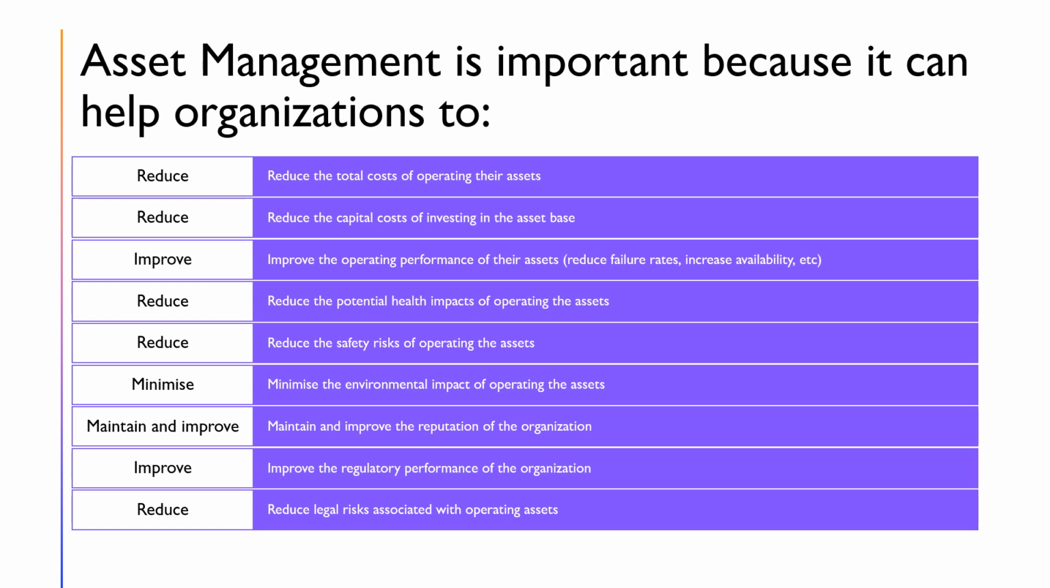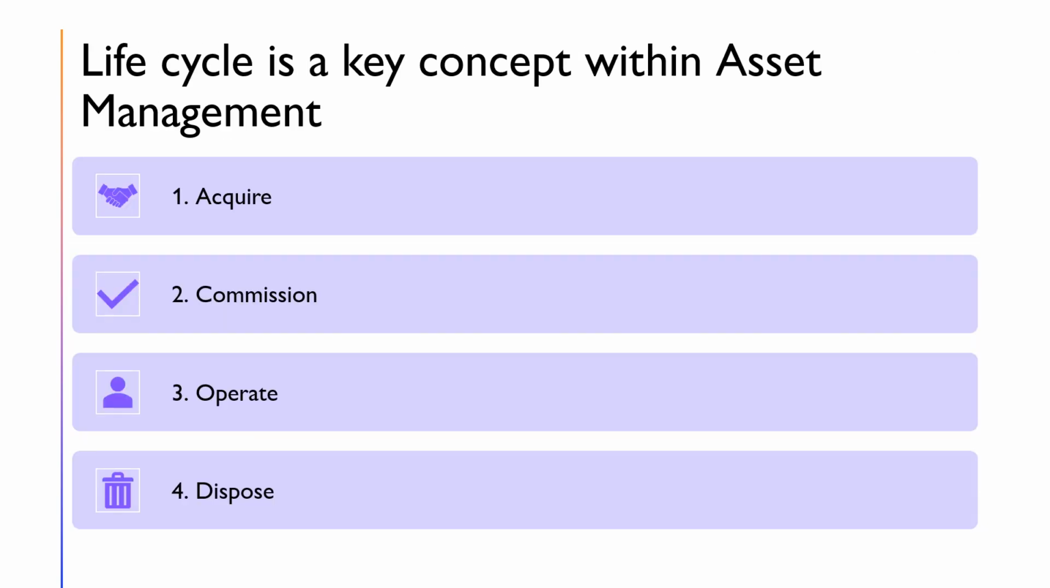The key to good asset management is that it optimizes these benefits. That means that asset management takes all the above into account and determines the best blend of activities to achieve the best balance for all the above for the benefit of the organization.